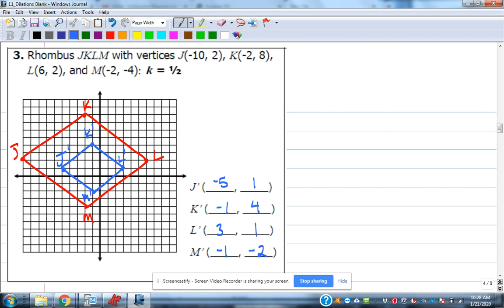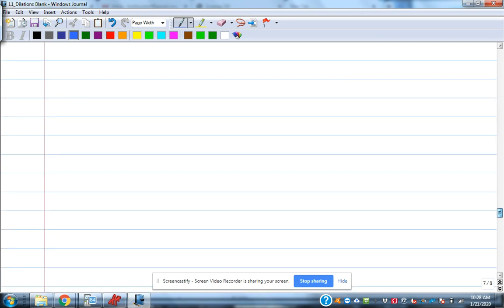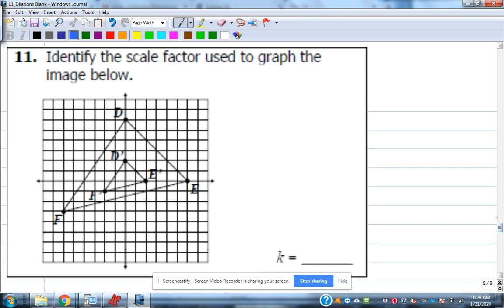Look over there on the back at the last number 11. Okay, number 11, we're taking a drawing that's already done for us, and they want us to identify the scale factor. So how many ordered pairs do I need? All of them? Just 2. One of the pre-image and one of the image.